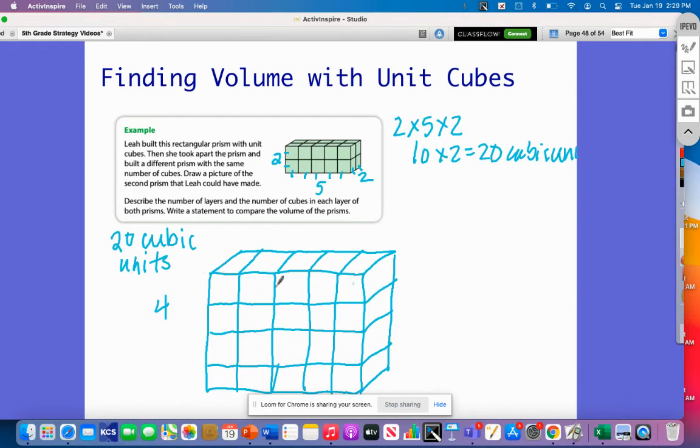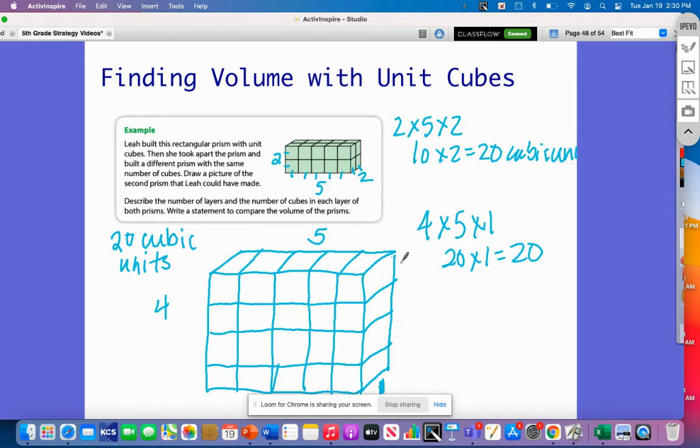So I have 4 layers, 1, 2, 3, 4, and I have 1, 2, 3, 4, 5 columns, and here I just have 1 cube. So 1 cube wide here, 4 tall, and 5 is my length. If I have a 4 by 5 by 1, 4 times 5 is 20, and 20 times 1 is 20. So here I have another rectangular prism that is using 20 cubic units. That's the same cubic units as this, but they look different.